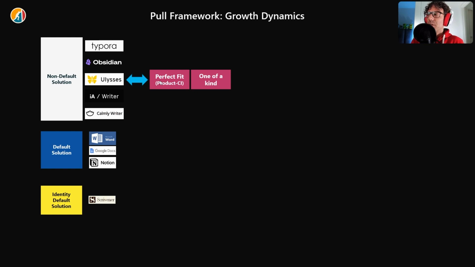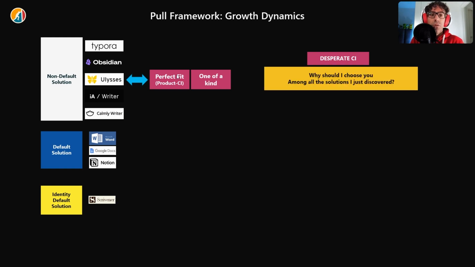And what we need is perfect fit and one of a kind. And the whole idea behind this is when a desperate CI, somebody that failed with all these other solutions, is looking at this set, they can choose you. They can look at it and say, okay, this is the one that I need. And for that, yeah, you have to be different, not only from the other ones in the non-default category, but from the ones that he tried before.